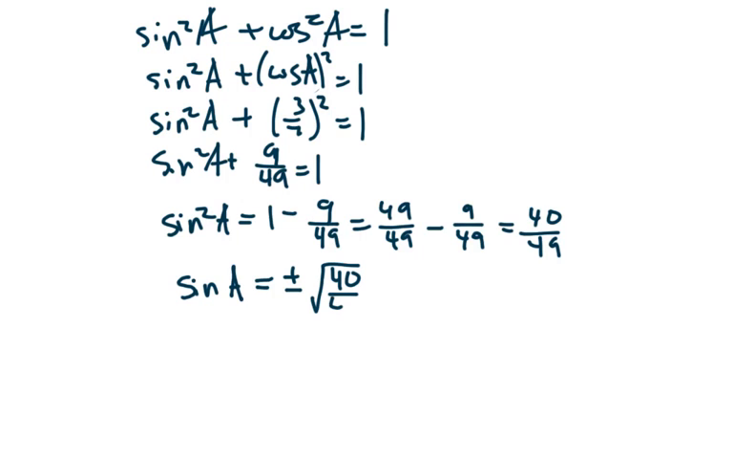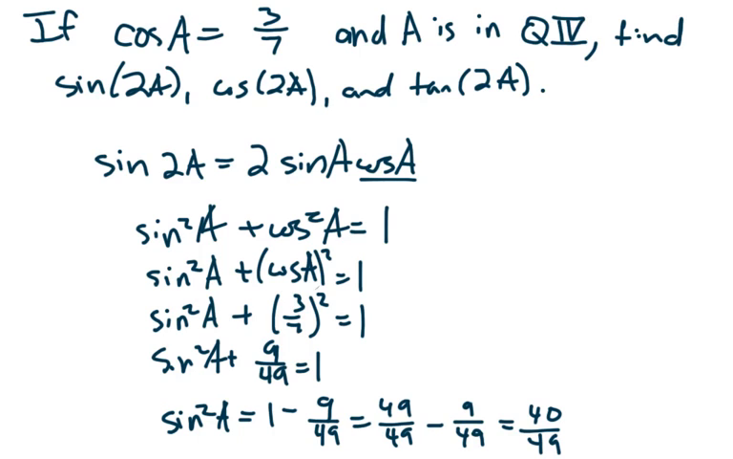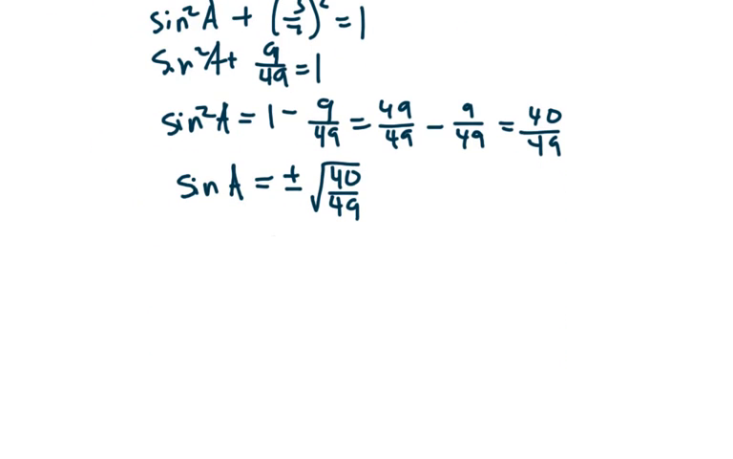And then for whatever reason, depending on the problem, you pick plus or minus. Which one is it? This is determined by the quadrant of A. The sine of A, let's write that, these homophones, sine of A is determined by the quadrant of A. Sine is positive in quadrants 1 and 2, but A was known to be in quadrant 4. So we're going to pick this one. This is negative square root 40, over the square root of 49, 7.